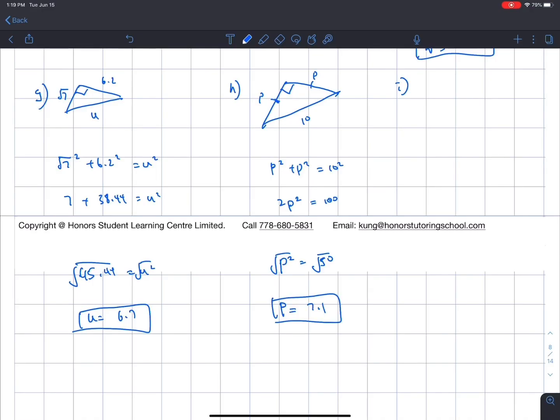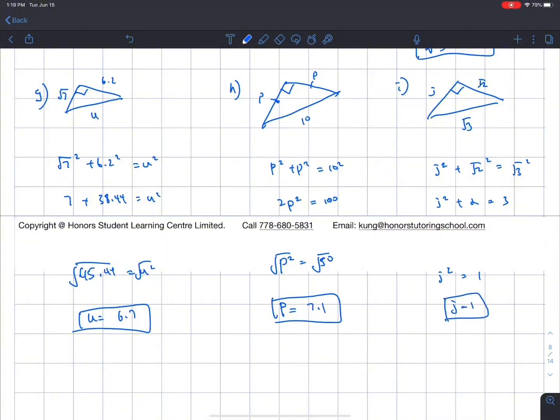I. So j squared plus root 2 squared equals to root 3 squared. J squared plus 2 equals to 3. J squared equals to 1, and then square root both sides, we get j equals to 1. Okay, that's it for question 6. I'll see you in question 7.